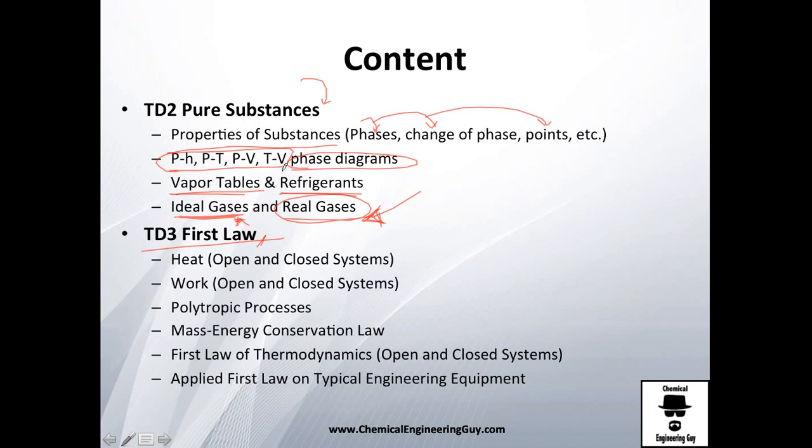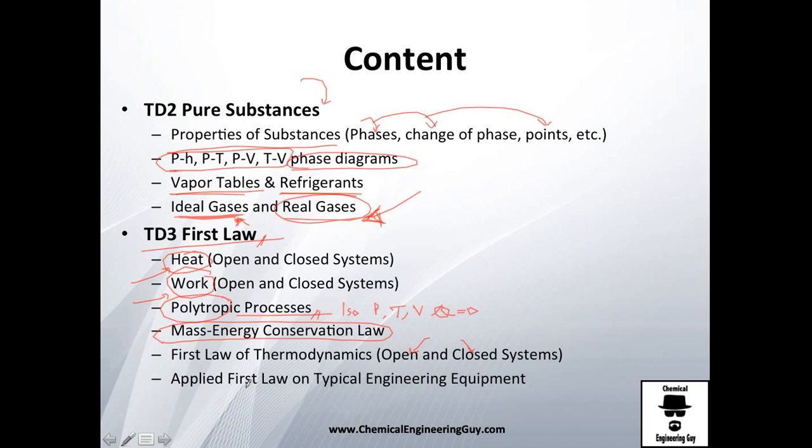Then we jump to, once we know how substances work and interact between each other, we can jump to the first law. We're going to review heat and work for open and closed systems. Then we're going to see the typical processes or polytropic processes such as isobaric, isothermal, isovolumetric, adiabatic, etc. All those, we're going to analyze them. We're going to see the relationship between mass and energy conservation. Then we see the first law of thermodynamics for open and closed systems. Once we get, of course, heat, work, and some polytropic processes.